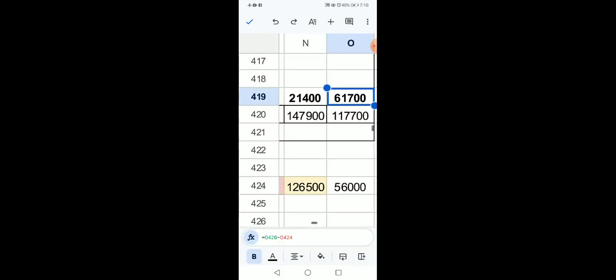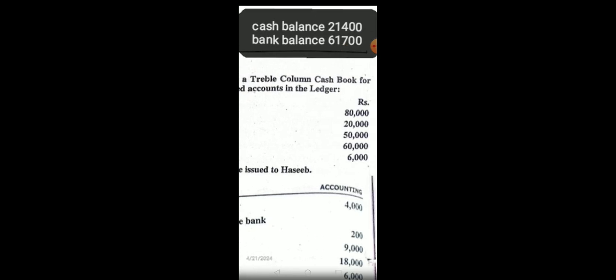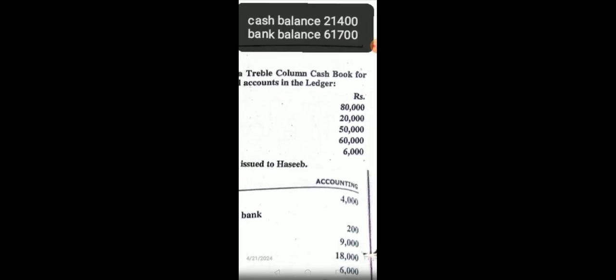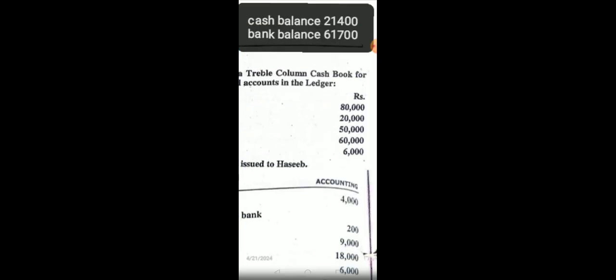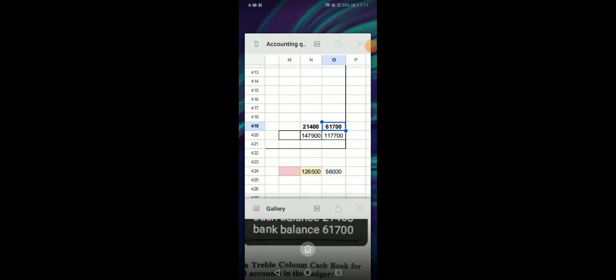All right. So these are the answers of cash and bank, and answers are usually given in the book. Let's check it out. Hopefully it would be good for us. 21,400 is the balance of cash. Let's check it out. I have mentioned above. Here our answer, cash balance 21,400, and we have balance 21,400. This is the balance of bank. Let's check it out. And the second balance is 61,700, and we have 61,700.